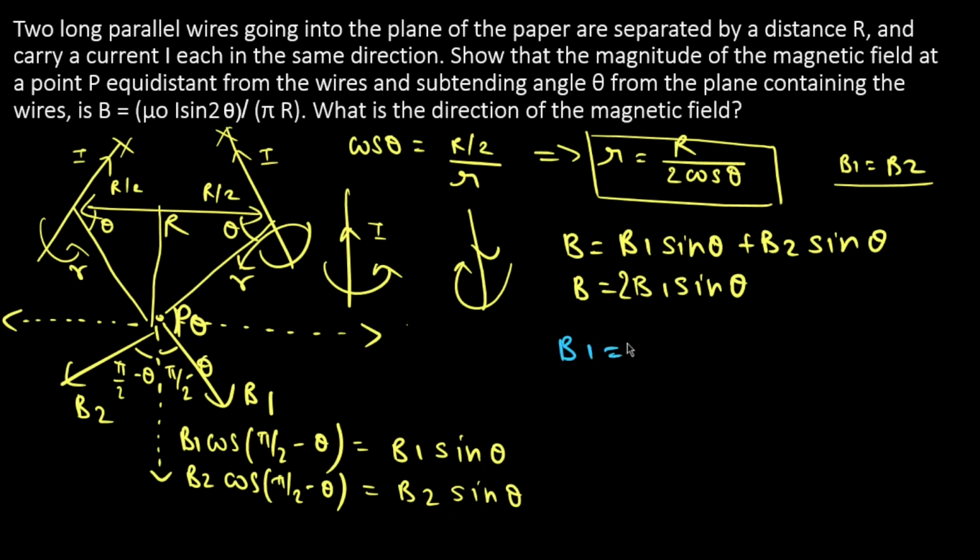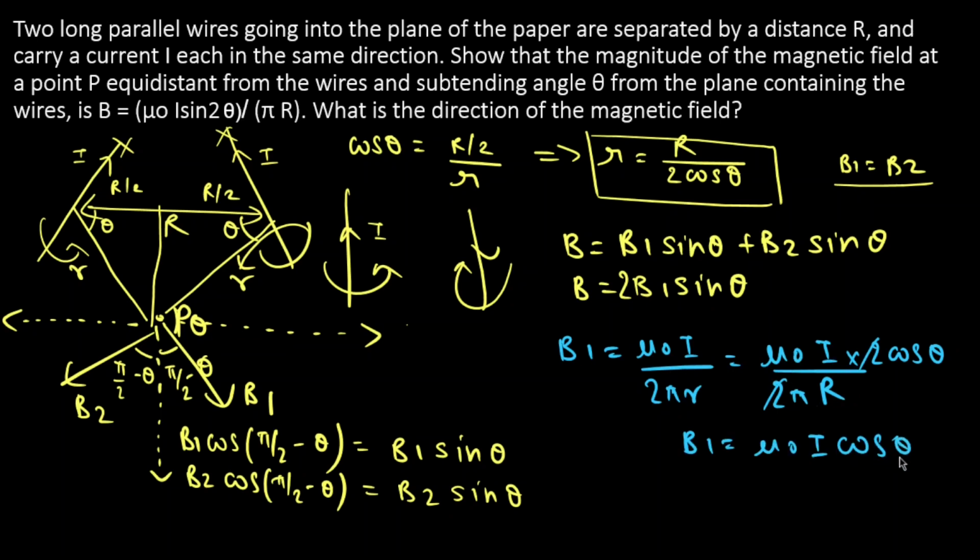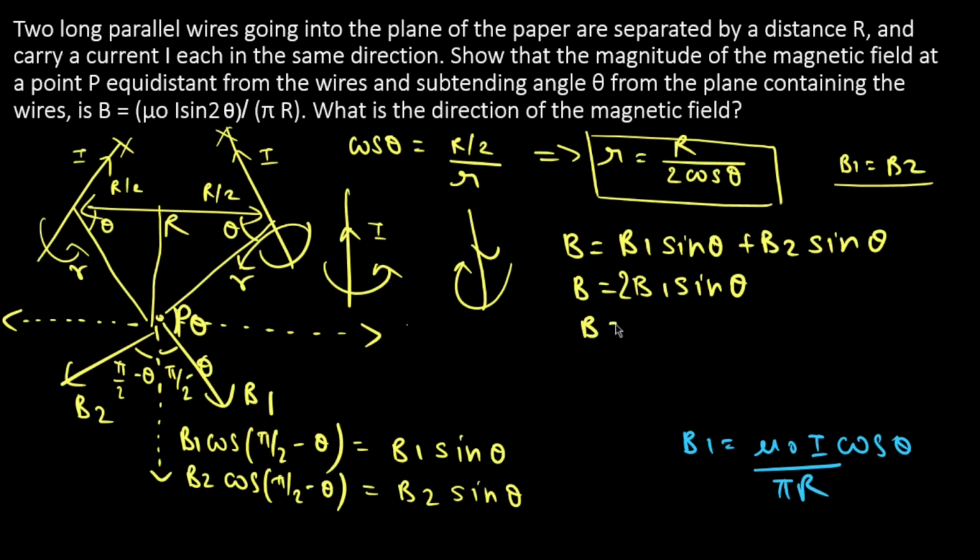So B1 is the magnetic field at point P due to an infinitely long wire at a distance small r. So B1 can be written as mu naught I upon 2 pi small r, which is equal to mu naught I upon 2 pi. Now this small r is r by 2 cos theta, so r by 2 cos theta will come, this 2 and this 2 will get cancelled, so B1 is mu naught I cos theta upon pi r. So let's put this value up here. So B will be 2 times B1 sin theta, that is mu naught I, let's write this 2 here, so 2 sin theta into this cos theta divided by pi r.